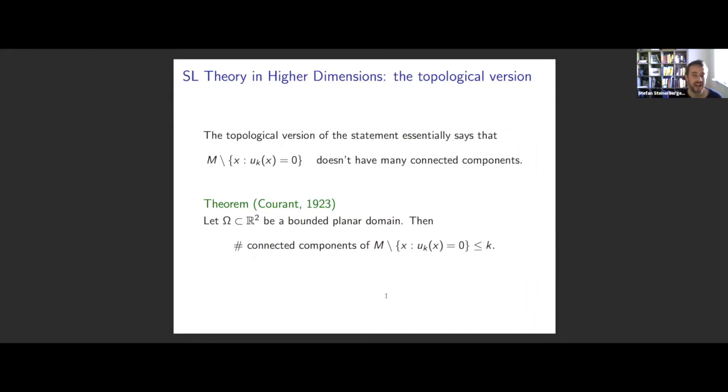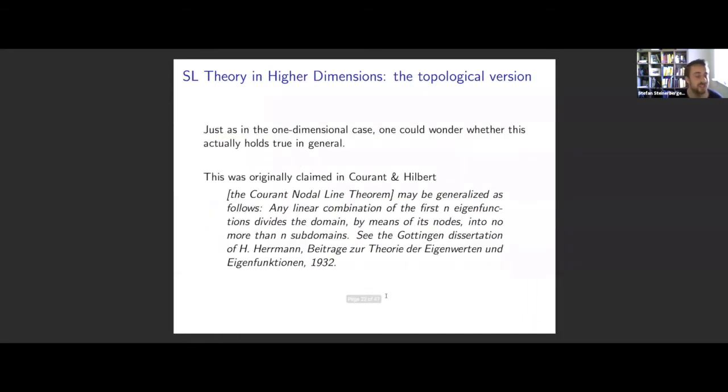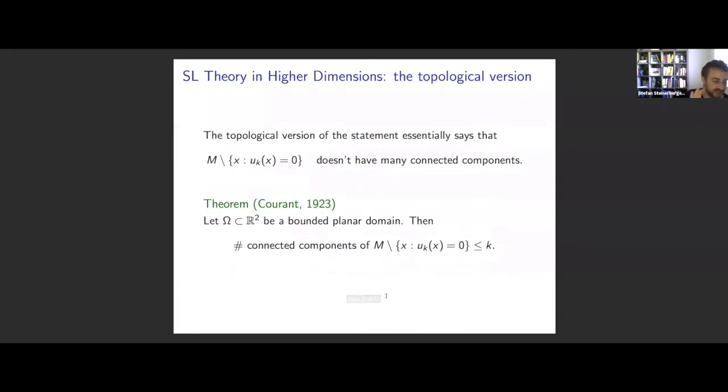So this would be an analogous statement. And even here, the history is quite remarkable. This is the topological version of the statement that the kth eigenfunction has k minus 1 roots. You pick one eigenfunction and you try to understand its zero set. Now, what full Sturm-Liouville theory tells us is that you can actually take linear combinations, and you can try to understand the behavior of linear combinations.